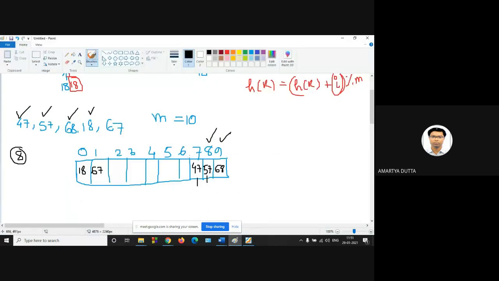Now the main problem is clustering. These positions are vacant, and the elements are clustered from array index 7 to array index 0. And we have to assume that our array is circular. So this is the main problem. Clustering is the problem in case of linear probing.